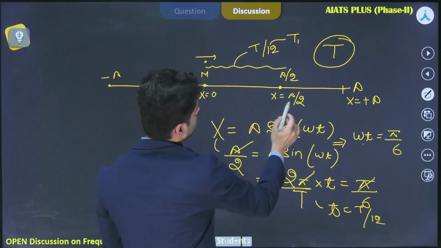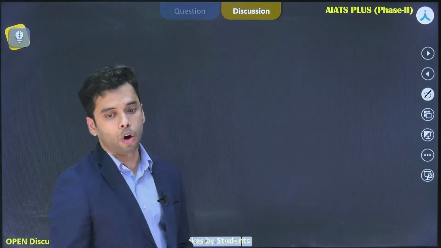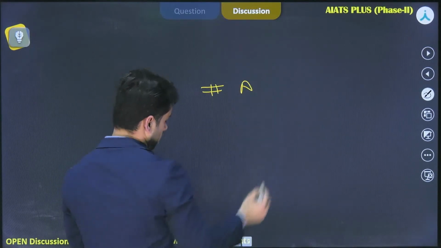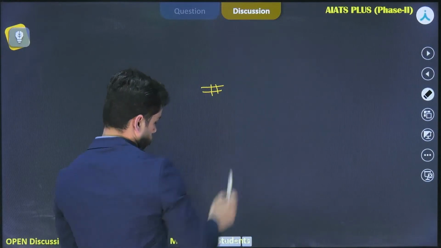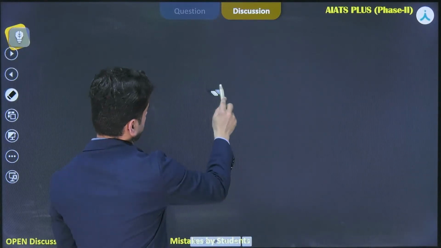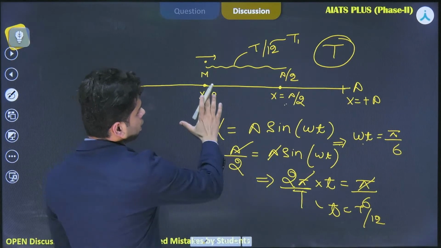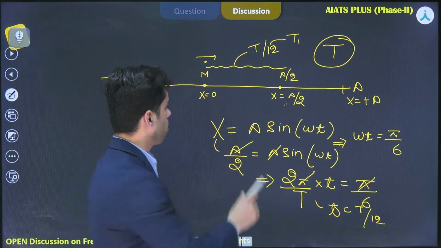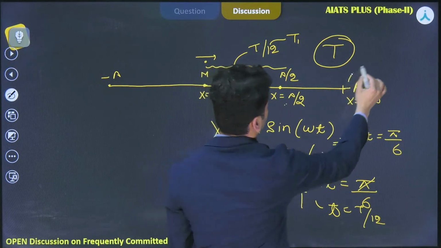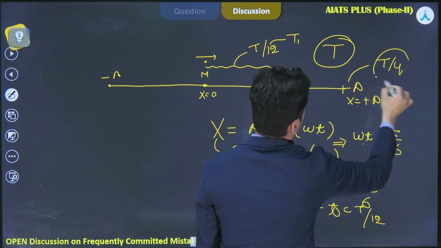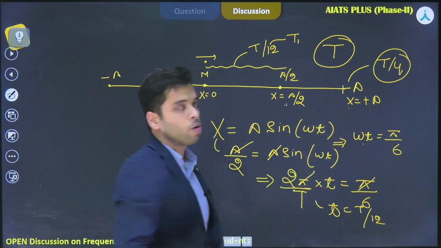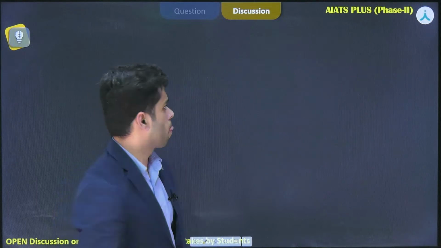Now let's calculate the time taken from A by 2 to A. So how do we calculate this? It's simple. Let me calculate the time taken to get to the extreme. We can also do this orally, right? See, from x equal to 0 to x equal to plus A, if T is the total time period of the SHM, the time taken will be equal to T by 4, right? So you need to calculate the time taken from A by 2 to A, which will be equal to T by 4 minus T by 12.